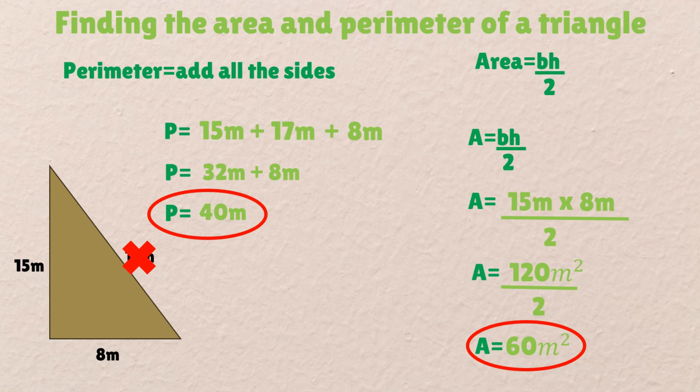And there you have it. There is how to find the area and perimeter of a triangle. Specifically, we worked with a right triangle. Just remember, for the perimeter, we add all of the side lengths. And for the area of a triangle, we can use base times height divided by 2.